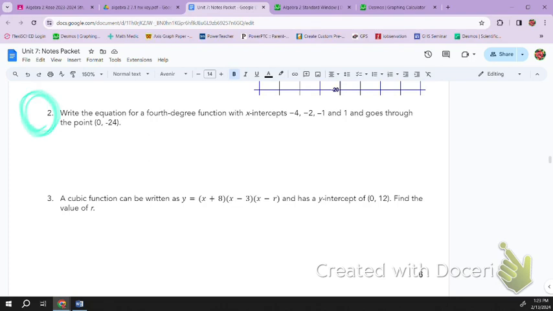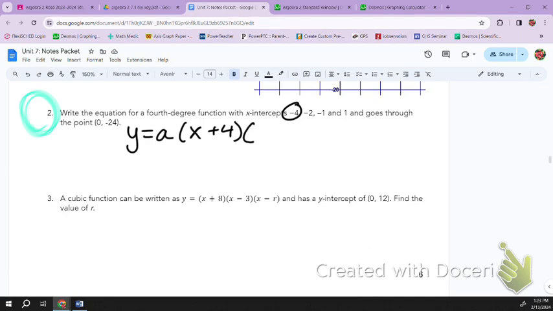Okay, we need to write an equation for a 4th degree function with x-intercepts -4, -2, -1, and 1, and goes to the point 0, -24. If I have the x-intercepts, how could I work backwards to those factors? If my x-intercept's at -4, what would the factor be? X plus or minus 4? Plus.